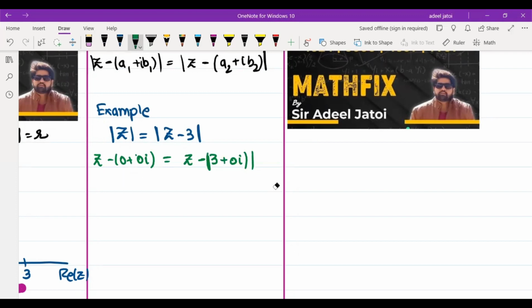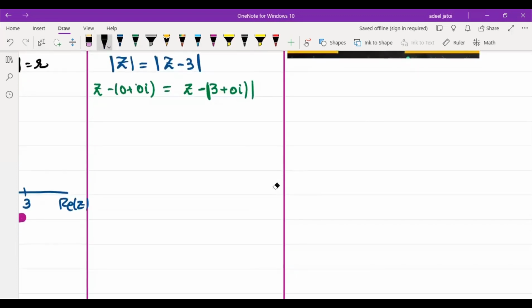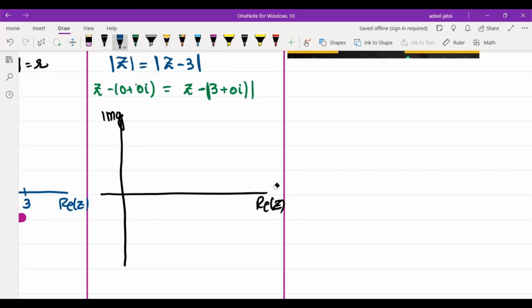So these two values will be there. Noting that, let's just draw these 2 points on the axis. This is your real value of z, and this will be your imaginary value of z. So one point is 0, 0.